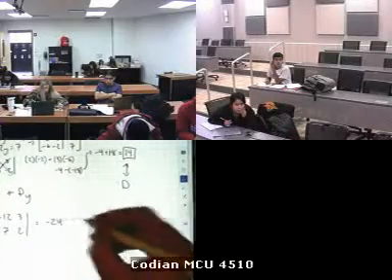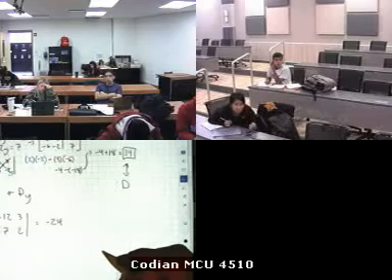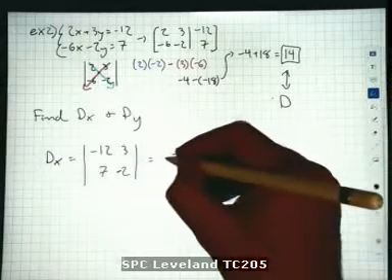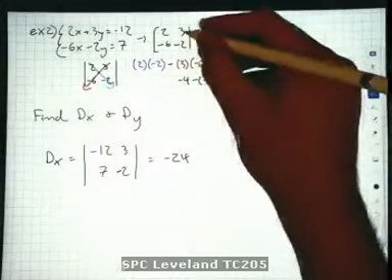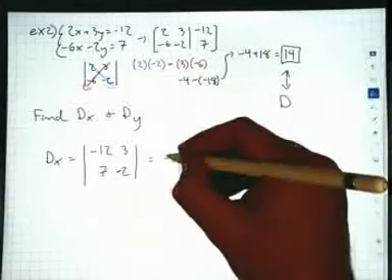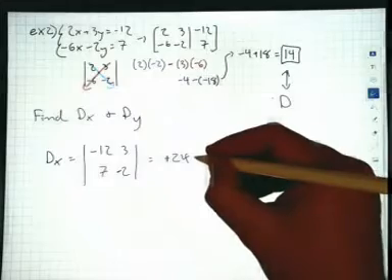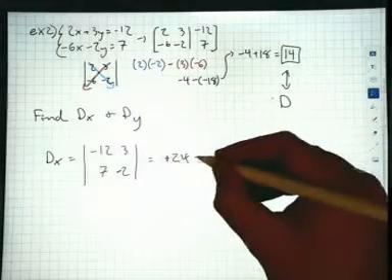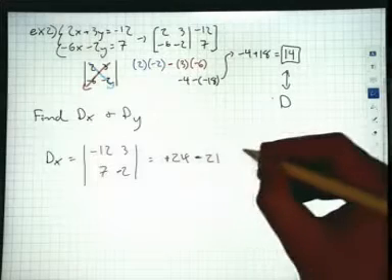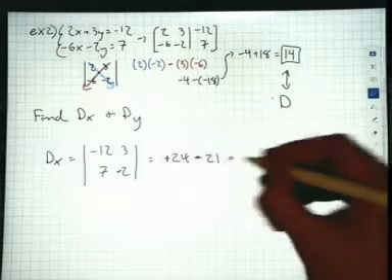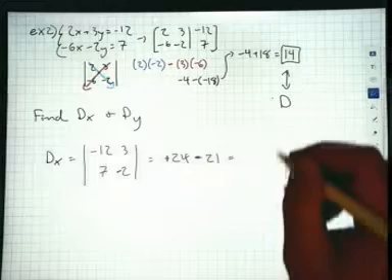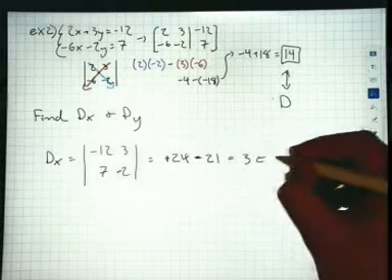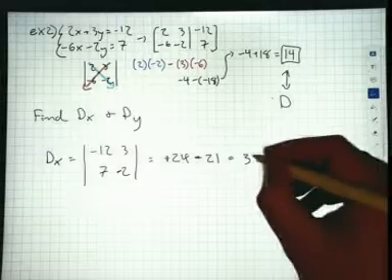Mr. Clopton, I think the 2 on the bottom right is negative. Thank you. It is negative. Got to be careful about that. Thank you. That is correct. So that's going to become a positive 24 minus the 3 times 7, so that's going to be minus 21. So 24 minus 21 is going to be a 3. So here is D sub x.